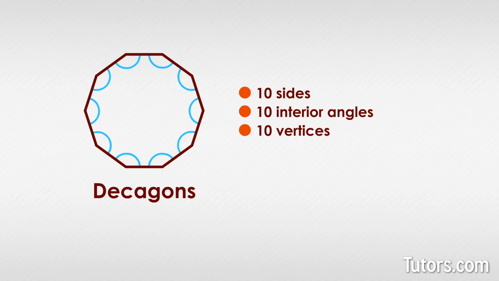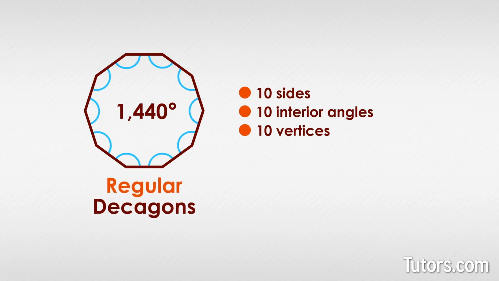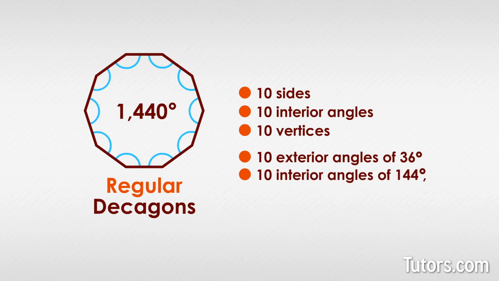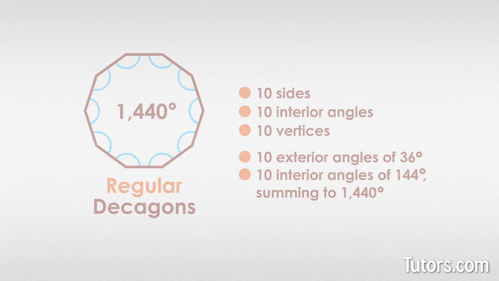In many decagons, the sum of interior angles will be 1,440 degrees. But that is not an identifying property because complex decagons will not have that sum. Regular decagons have two additional identifying properties: 10 exterior angles of 36 degrees and 10 interior angles of 144 degrees, summing to 1,440 degrees.